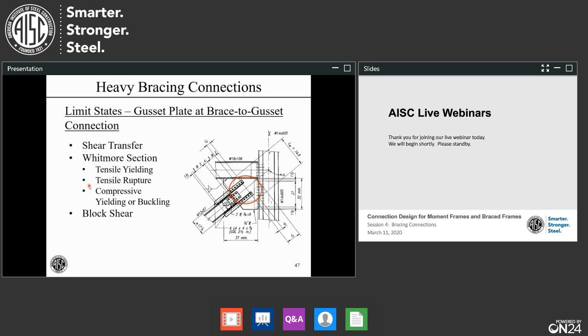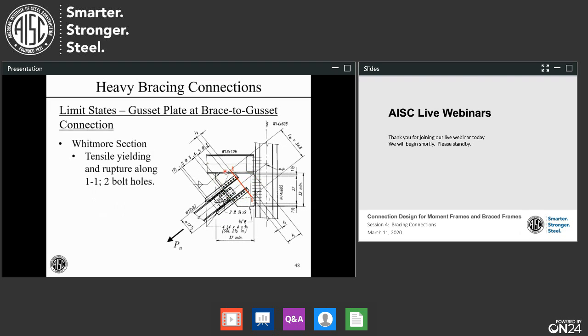Now moving to the gusset plate. At the brace to gusset connection, like in this region, we have shear transfer. We have the Whitmore section. And on that Whitmore section, we can be checking tensile yielding or tensile rupture if the brace is in tension, or compressive yielding or buckling if the brace is in compression. And we can have block shear as well. So let's talk a little about those individually.